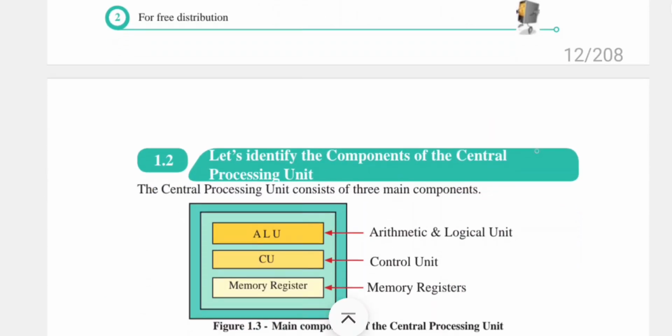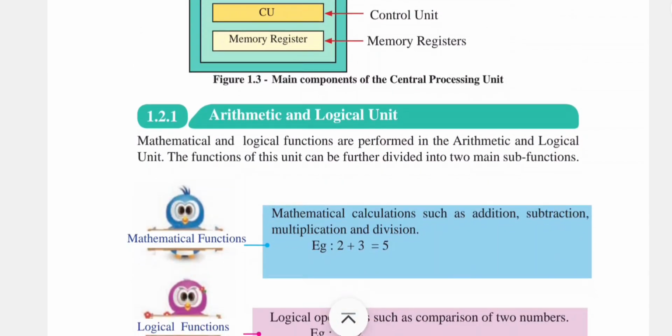Okay, now let's identify the components of the central processing unit. The CPU is not just one single part. It is actually made up of three main components. They are the arithmetic logic unit, the CU, and memory registers. CU as in control unit. Let's understand them one by one.